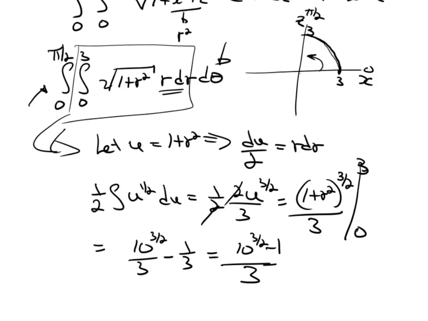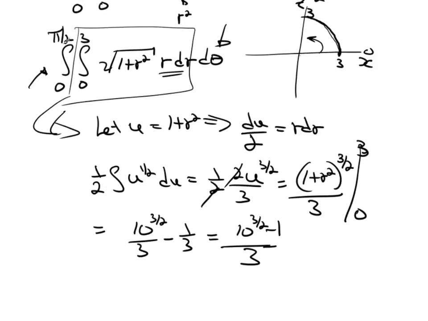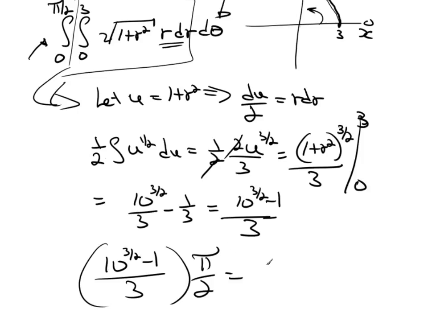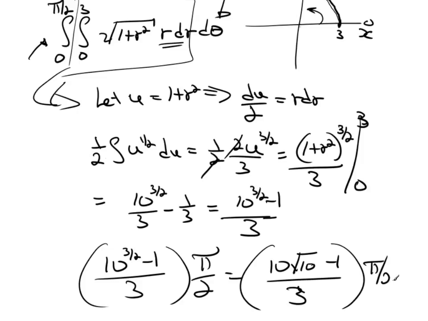That's what I'm going to end up with, because this is going to be theta evaluated from 0 to pi over 2. So the solution will be 10 to the 3/2 minus 1 over 3 times pi over 2, which you could write as 10 root 10 minus 1 over 3 times pi over 2. But I don't know if that necessarily gains you anything.